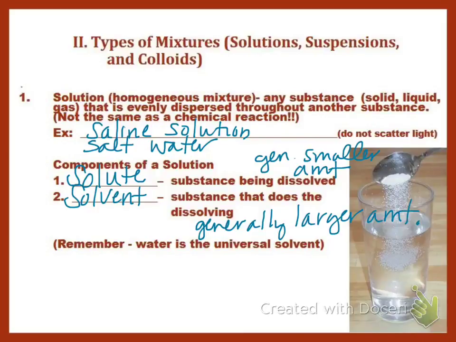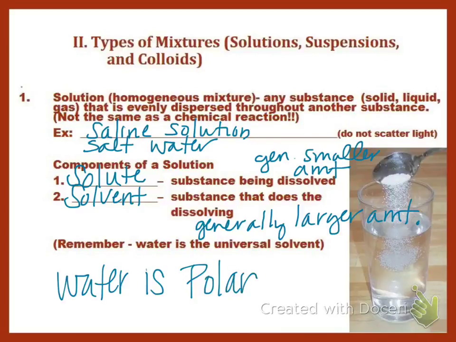And then, of course, remember from the water notes that water is considered to be the universal solvent. Why? Because it is what? Polar. Thank you. It's polar. And that means it can dissolve other things that are polar, but it also can dissolve ionic compounds, so that makes it the universal solvent. It's actually really hard to have pure water because it dissolves so much stuff. You actually have to distill it to get it to be pure.